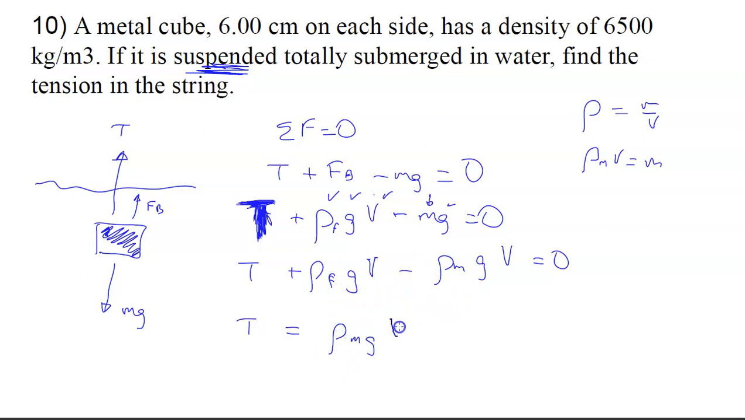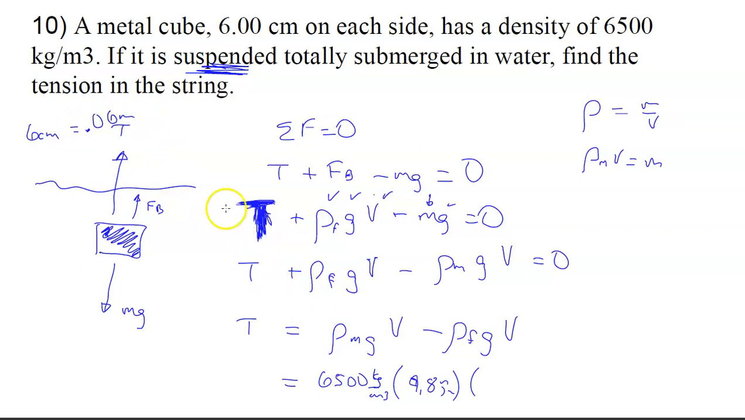The density of metal, G times the volume, minus density of the fluid times G times the volume. And all these numbers are known. Here's 6,500 kilograms per cubic meter times 9.8 meters per second squared. The volume, 6 centimeters on a side. We certainly don't want 6 centimeters going into our thing here because everything else is in meters. So I'm going to change that to 0.06 meters, and then it should be happy.